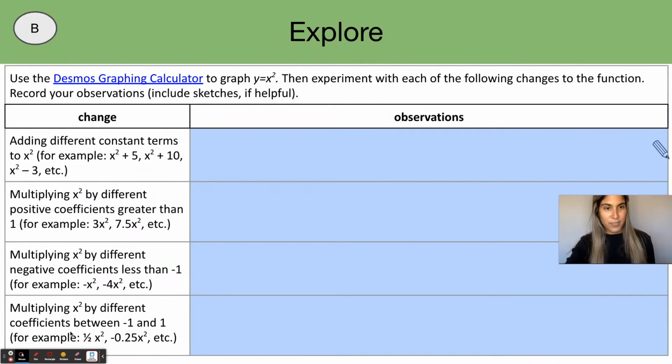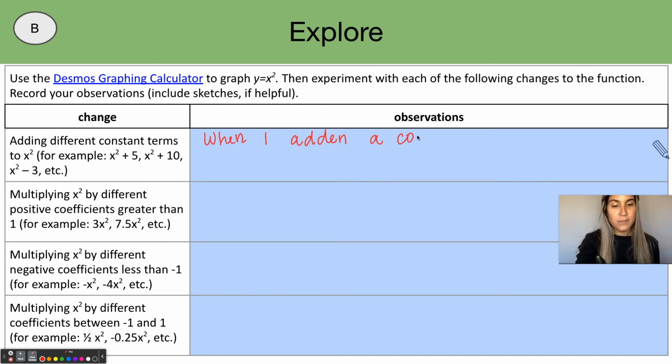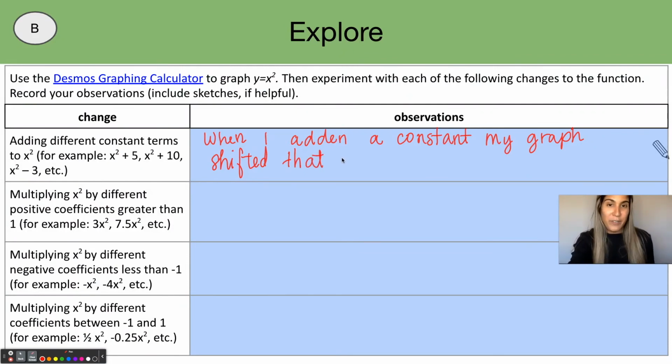Okay, once you have made your observations in Desmos, hopefully you have taken some notes on it. You should go ahead and fill out this. So a couple of things that we noticed when we were using Desmos was that when I added a constant, my graph shifted that amount of units up or down if you subtracted that number of units vertically. Vertically is up or down.